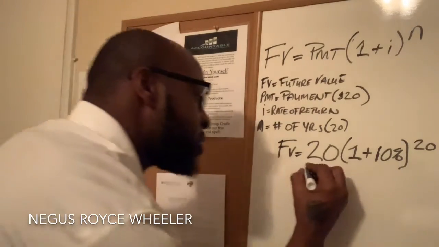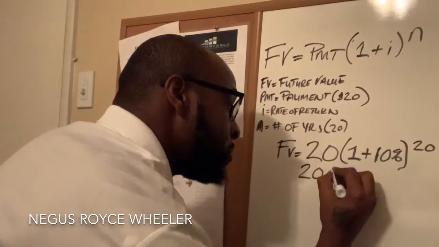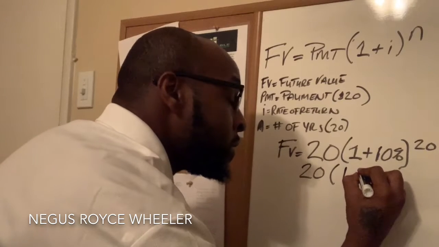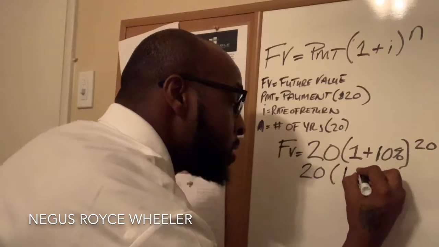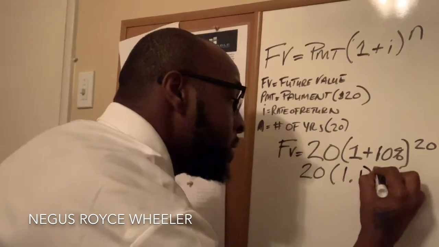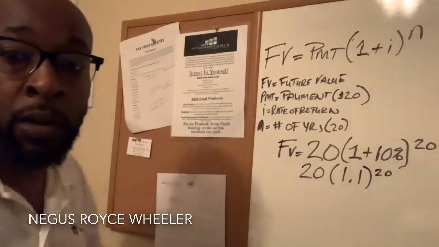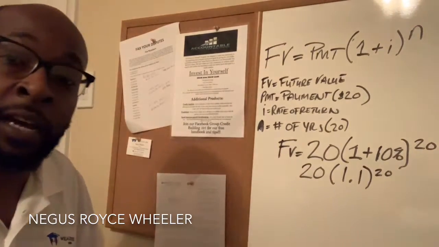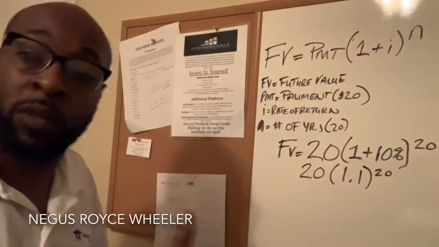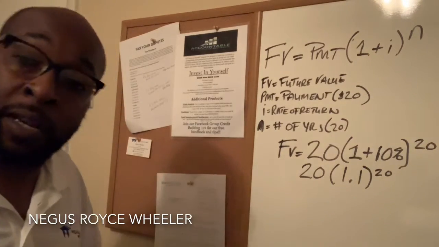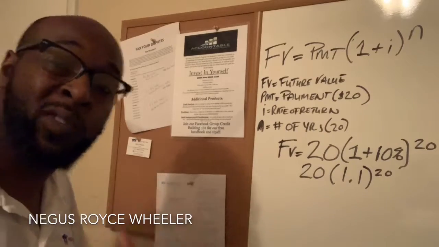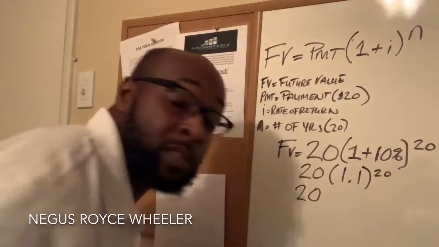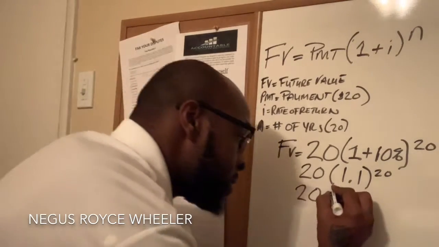So we have 20. And in the parentheses, we have 1 plus 10%, which is 0.1. So we have 20 times 1.1 to the 20th power. So what we have to find out right now is 1.1 to the 20th power. Now, I've already done the math. 1.1 to the 20th power is 6.73. And you guys can Google this. Google 1.1 to the 20th power. Just Google it.